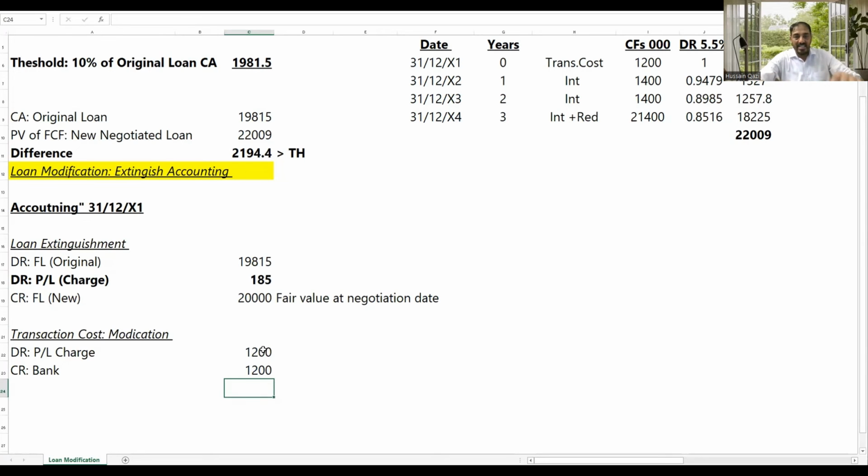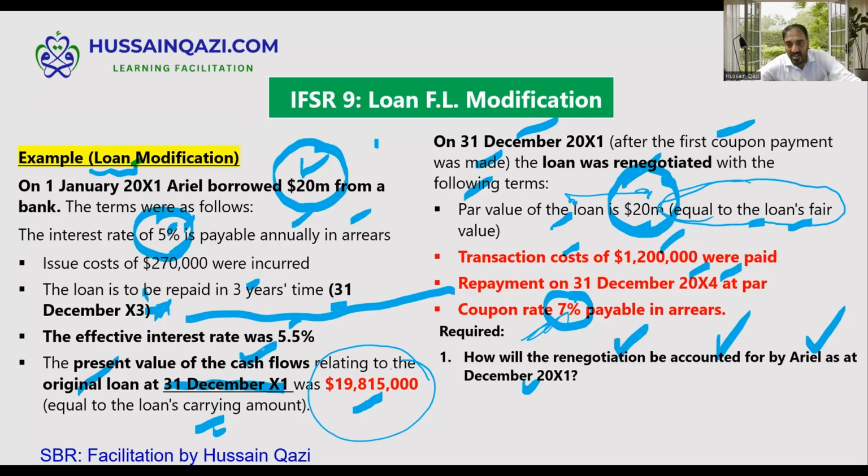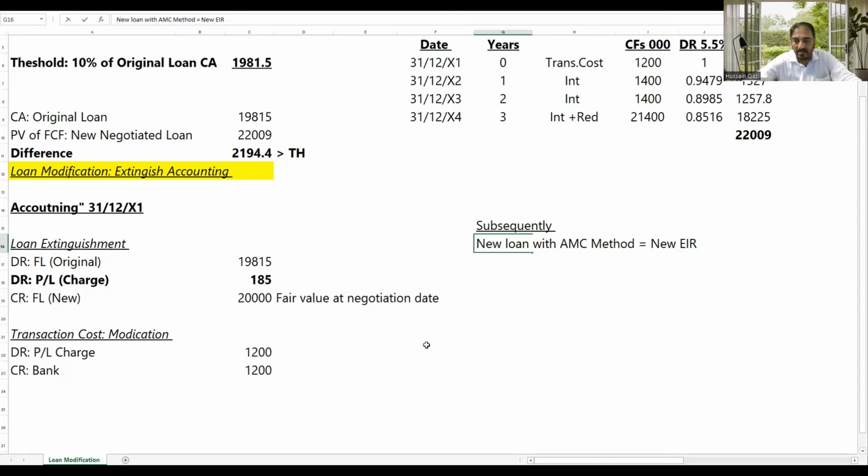Ideally, this should be the transaction. Subsequently, the new loan is measured with the amortized cost method, using the new effective interest rate, the 7%. You can make a schedule accordingly, starting with the opening balance.